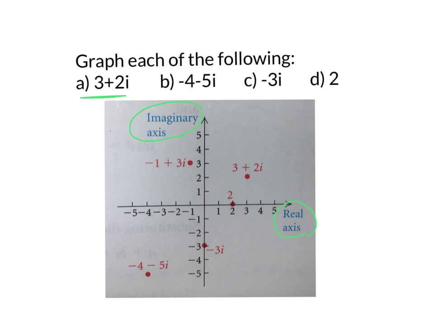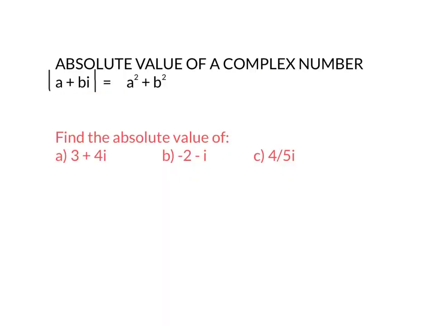So to graph 3 plus 2i, I'm going to go 3 on the x axis, up 2 to 3 plus 2i. If I'm going to graph negative 4 minus 5i, I'm going to go negative 4 on the x-axis, down 5 on the y, and there, find my point. If it's just negative 3i, I'm going to go nowhere left or right on the real axis, and go down 3 to find that one. And 2 is like normal, going 2 on your real axis and find your 2.